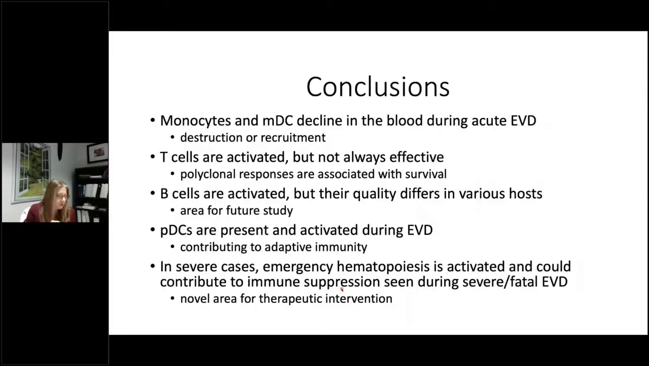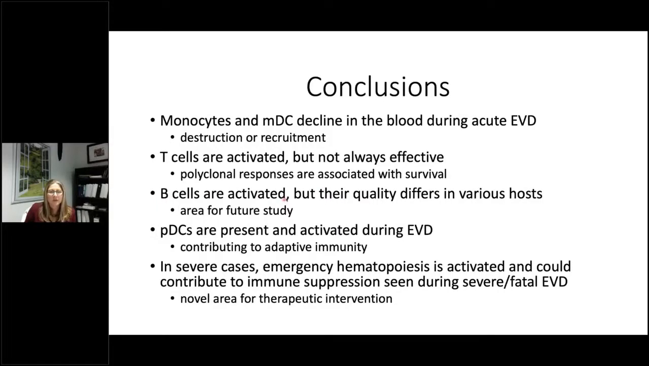Okay, so what have I shown you today? I have shown you that monocytes and myeloid dendritic cells decline in the blood during acute Ebola virus disease. We don't really understand if they're being destroyed by direct viral infection or if they're being recruited to sites of inflammation. I've shown you that T cells are activated, but they aren't always effective. The scenarios in which they are not effective are the patients that don't do well, because polyclonal responses are associated with survival. That's data from Cesar's group.